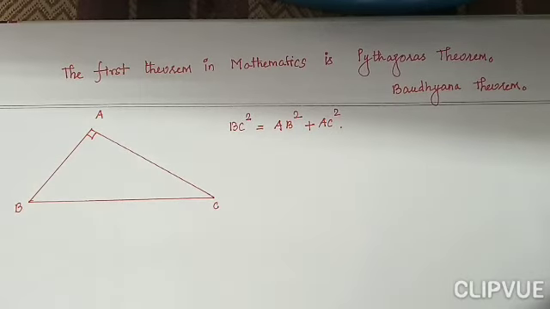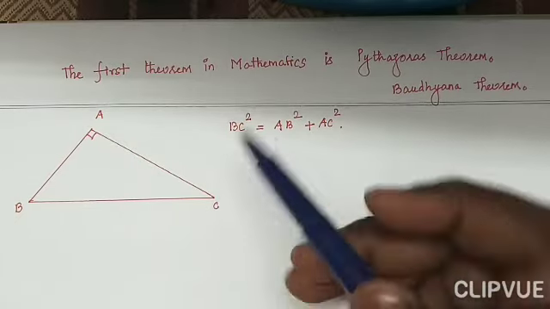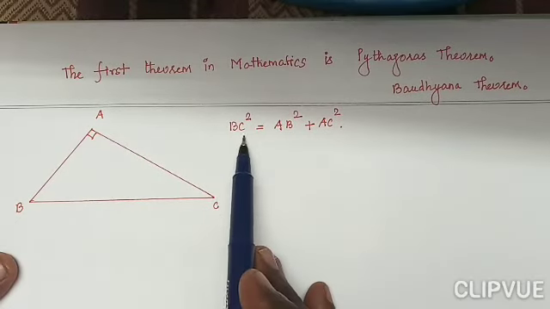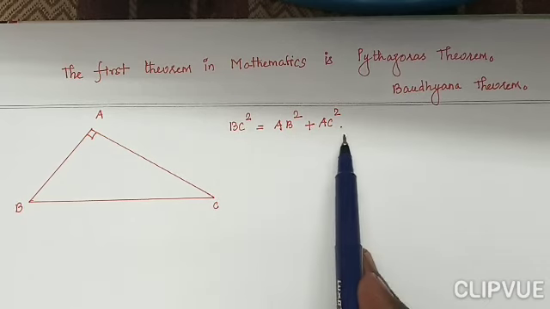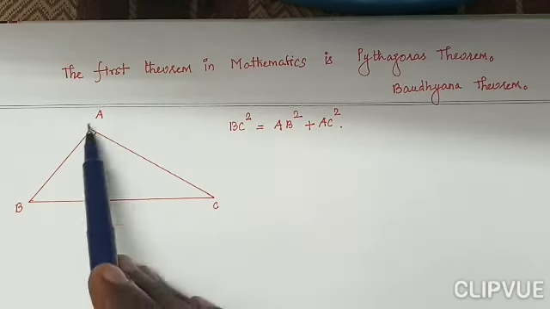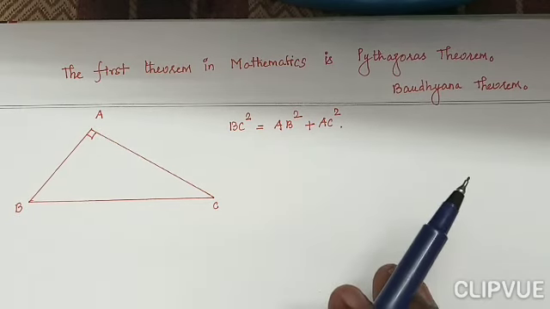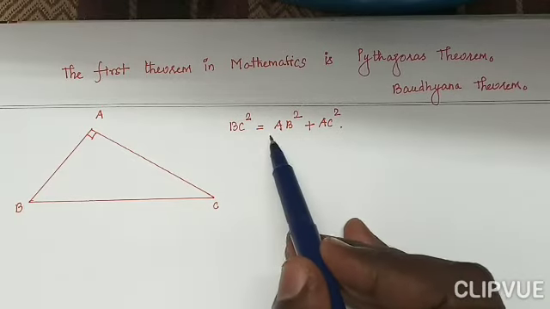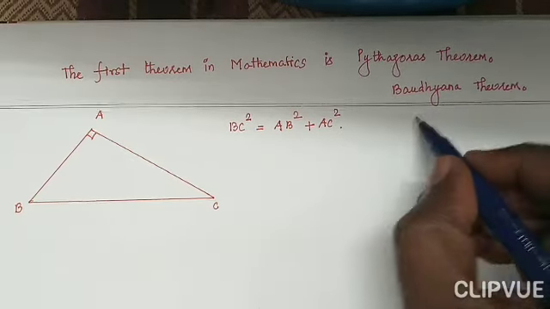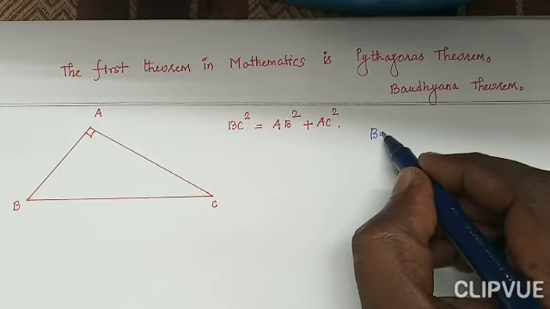This is the statement of the theorem. In a right angle triangle ABC, the square of the hypotenuse BC square is equal to the sum of squares of the other two sides, AB and AC squares. Okay, so this is the statement of the theorem. Now I am going to prove this theorem by using the concept of similar triangles.